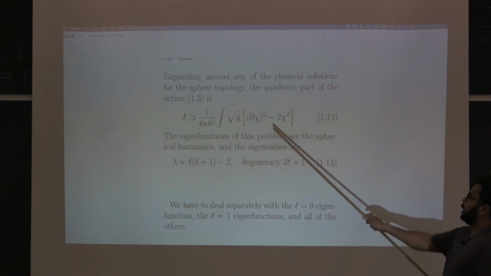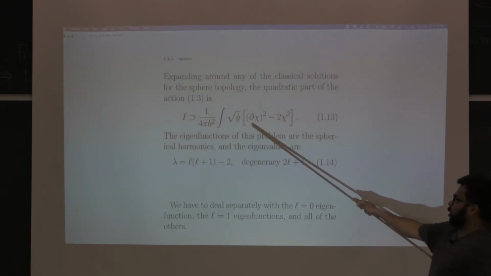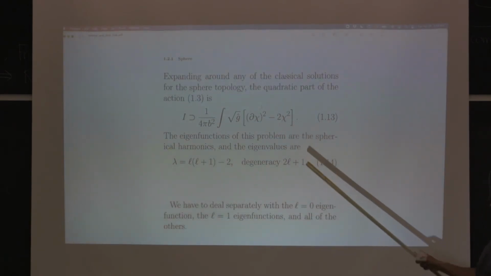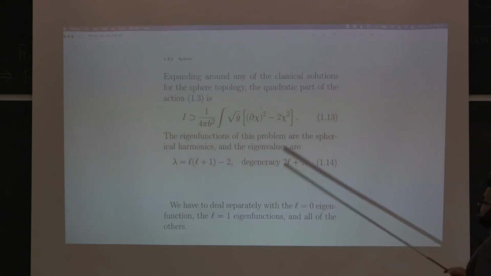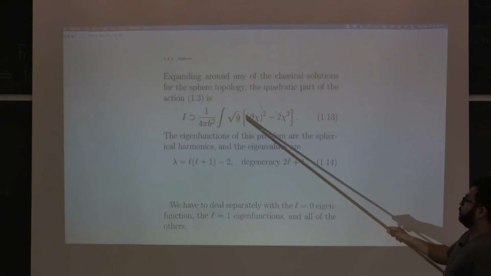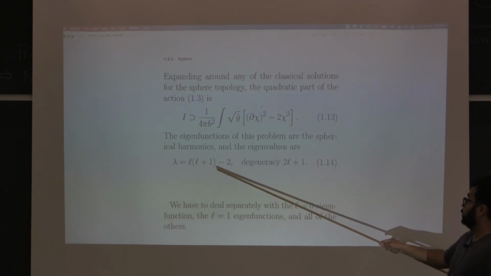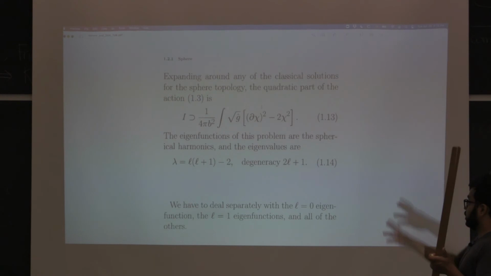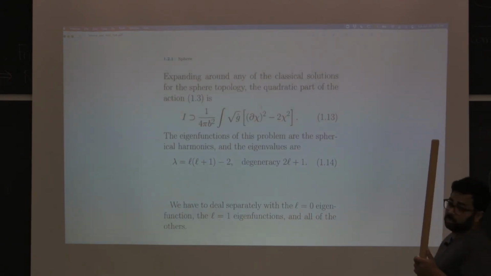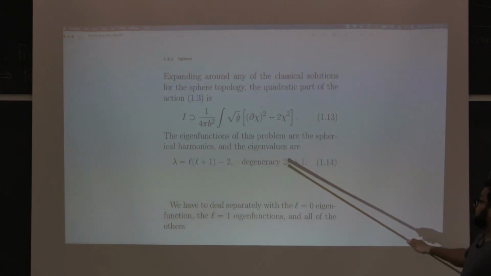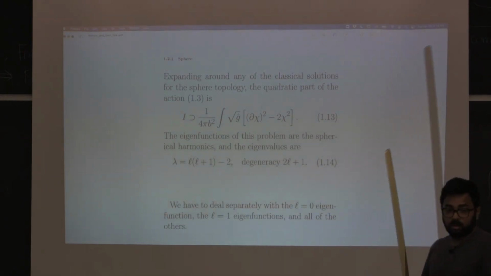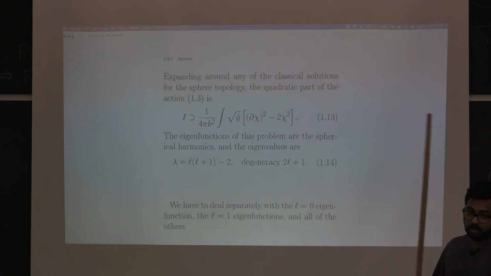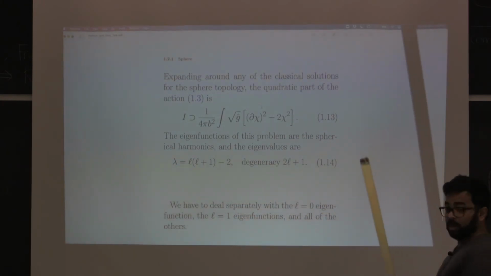So here is the quadratic action in terms of chi. This partial chi squared represents the Laplacian on the sphere, minus 2. So we have to do this integral. It's very easy. We know the Laplacian eigenvalues, l(l+1), and you get a minus 2. That's it. It's kind of funny that the mass term comes out with a minus sign, but that's what it is. So the degeneracy of each of these is 2l plus 1. We have to deal separately with the l equal to 0 sector and the l equals 1 sector, but l equals 2 and higher, you can just do it.